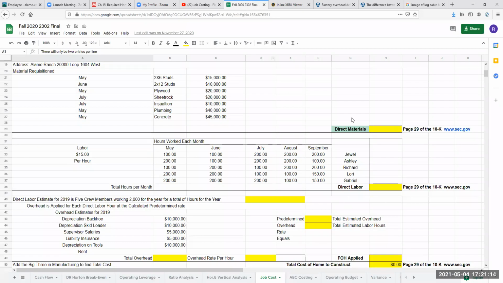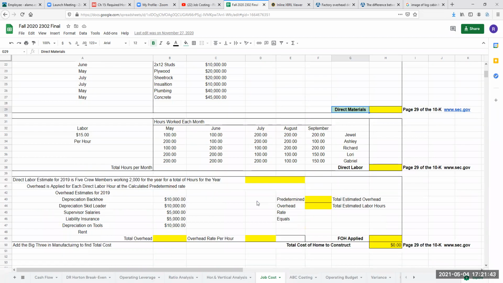Now, here's an example. You're buying a house over there on Alamo Ranch. You've got to add up the direct materials, direct labor, factory overhead to figure out the cost of that house. How much materials: studs, sheetrock, insulation, plumbing, concrete. How much did your employees work? And then apply your overhead: depreciation on the backhoe, depreciation on the skid loader, supervisor, liability, depreciation, rent. So you add up the big three, and then you apply overhead, and that's how you would get the total cost.